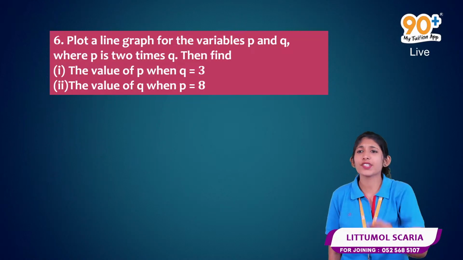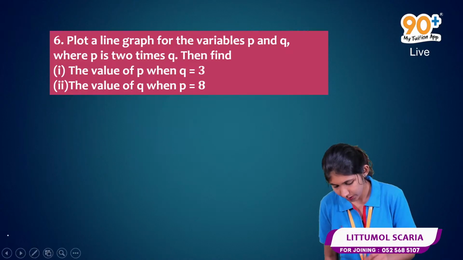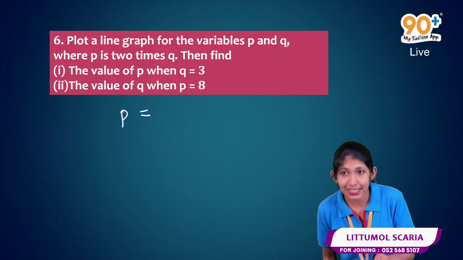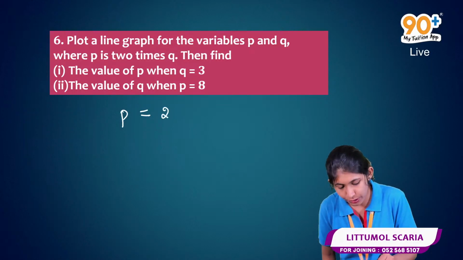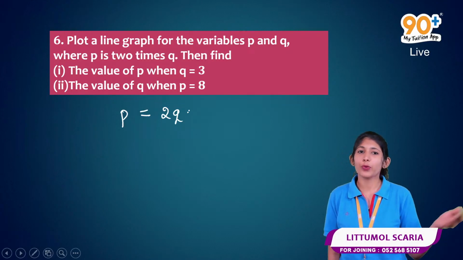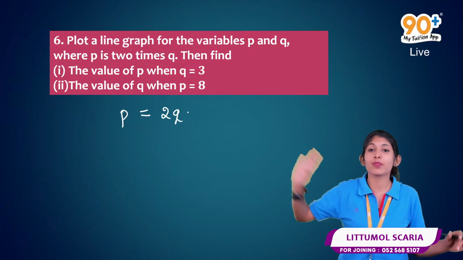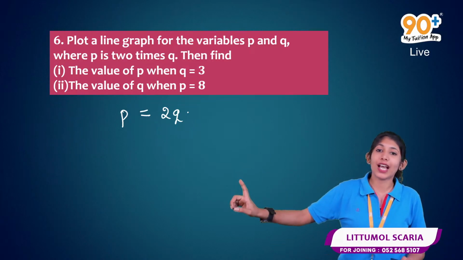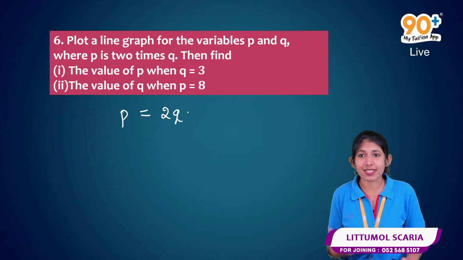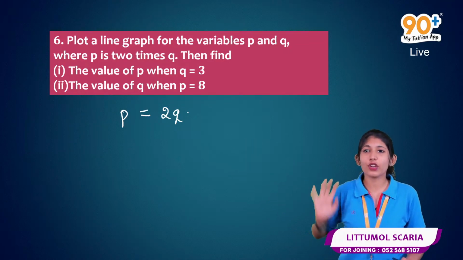So what is the equation? P is 2 times Q. I hope you remember the second chapter, linear equations in one variable: is, was, everything means is equal to. 2 times, double, twice, 2 into q. Okay, this is your equation.